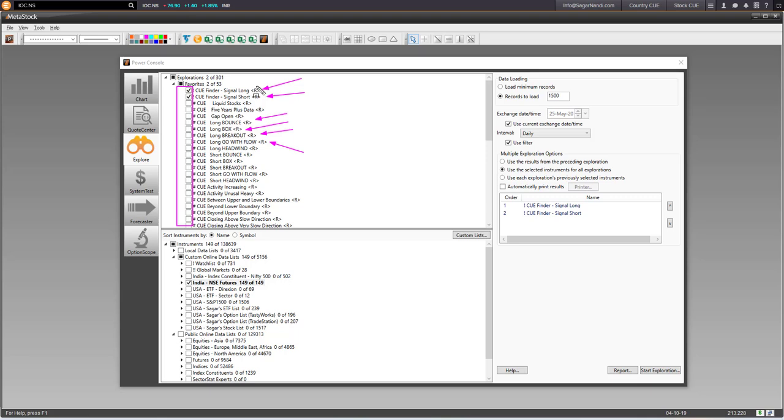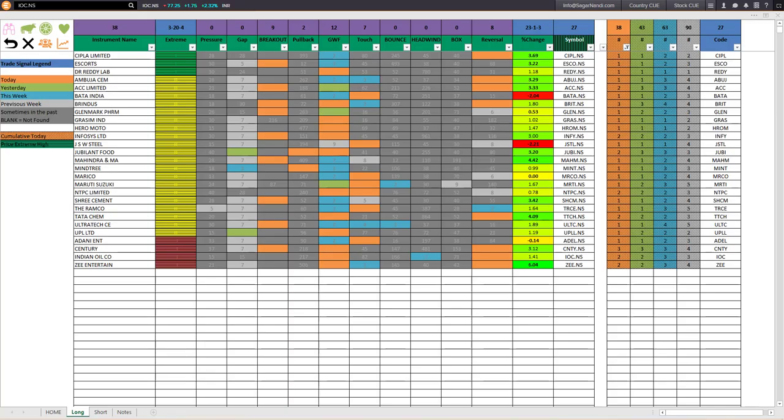Today is Tuesday. Monday was a public holiday. During the weekend, I ran these two scans on a list of stocks in the Indian market. I ran it on 149 stocks in the Indian market that also have futures. Now I am using Q Finder, and here I am looking at the data from the Q Finder long scan.